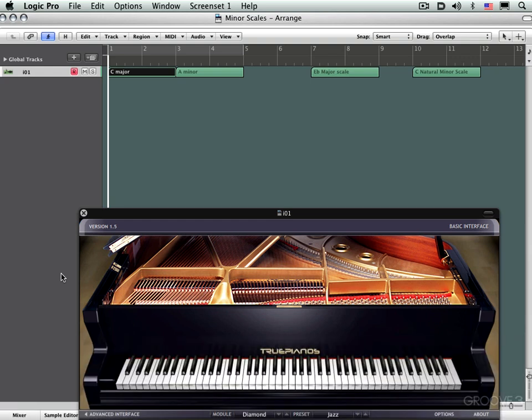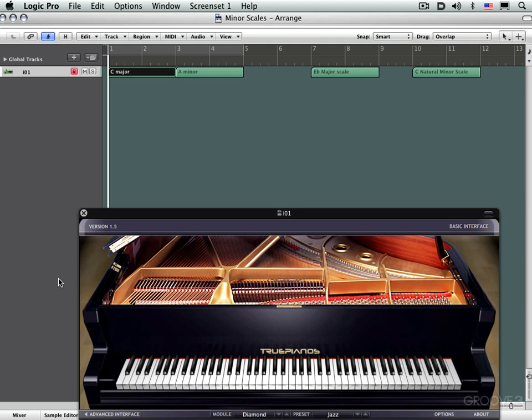So let's look at our basic example of C major. Here's our C, and here's our C major scale. And as we know, it's whole tone, half tone, whole tone, whole tone, whole tone, half tone. Now, if we start that on the sixth degree, which is A, we're going to get an A natural minor scale. So that's an A natural minor scale.